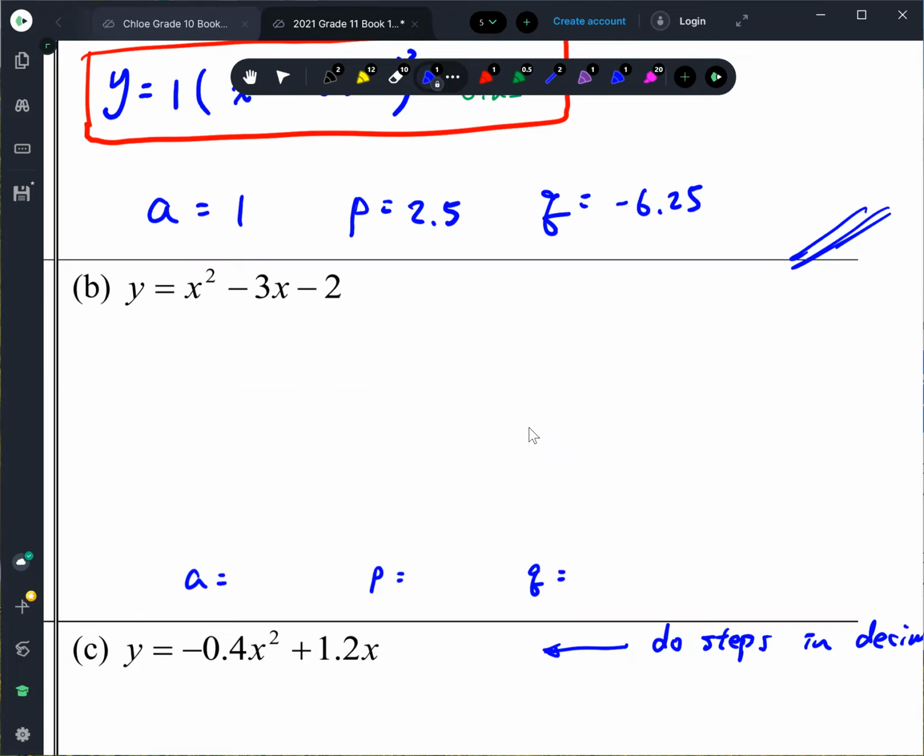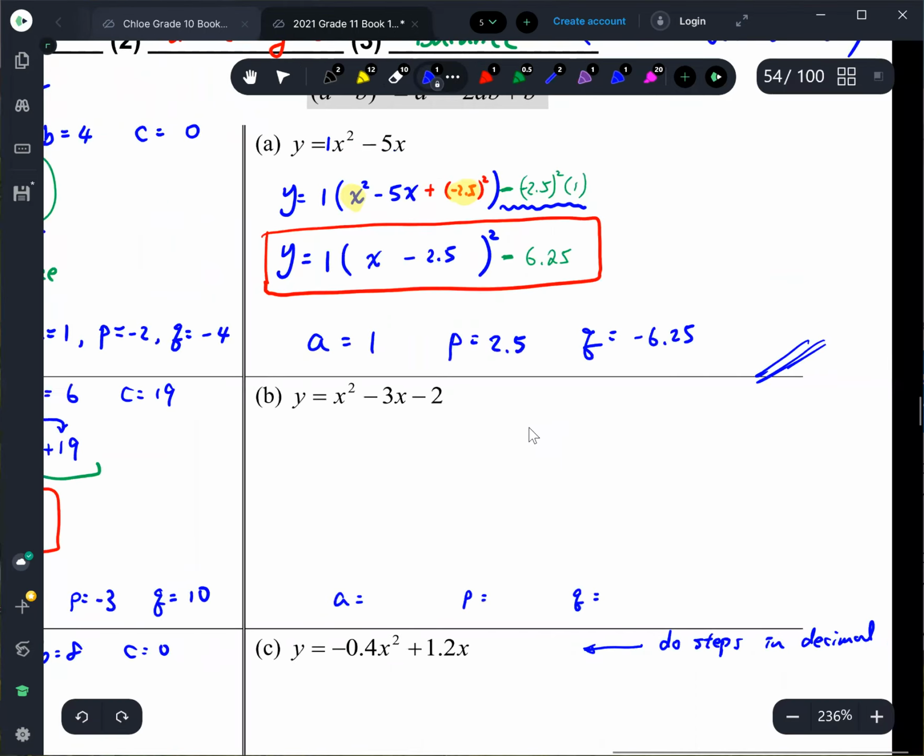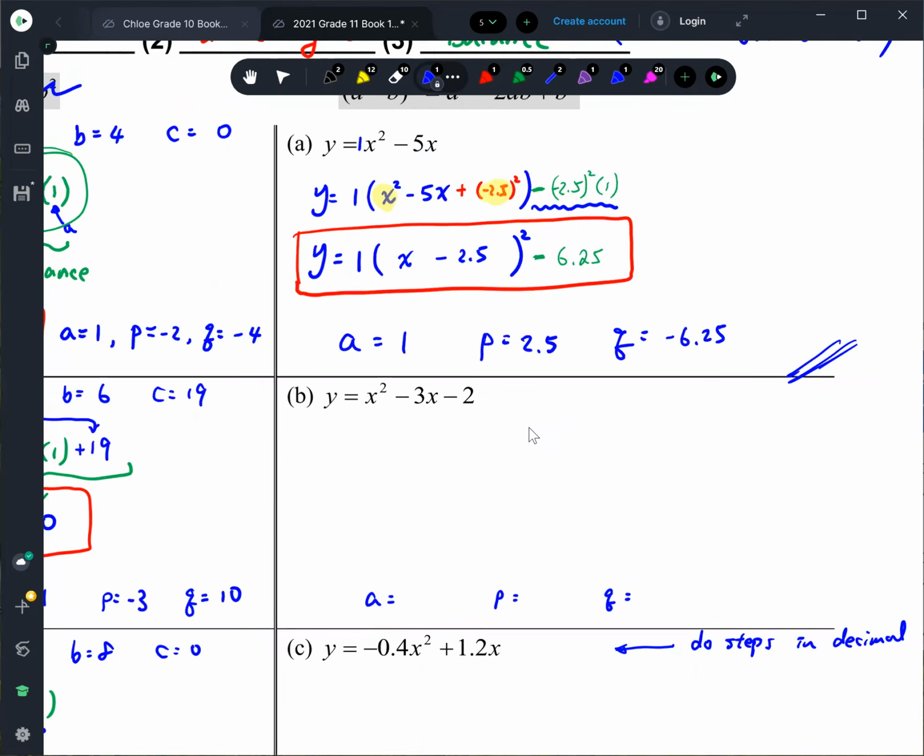Mr. Jason, can you zoom it out a little bit? Yeah. Is that good? Yes, thank you.